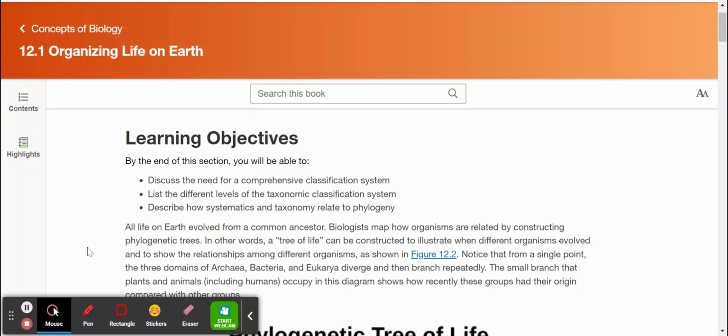Section 12.1, Organizing Life on Earth. By the end of this section, you will be able to discuss the need for a comprehensive classification system, list the different levels of the taxonomic classification system, and describe how systematics and taxonomy relate to phylogeny.